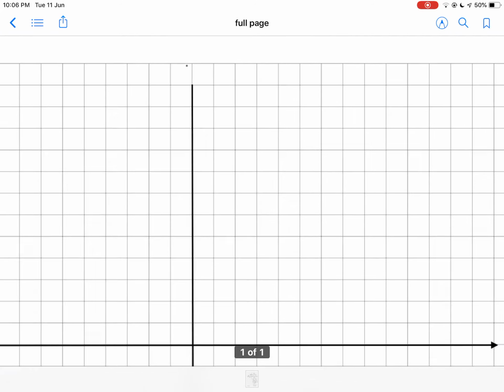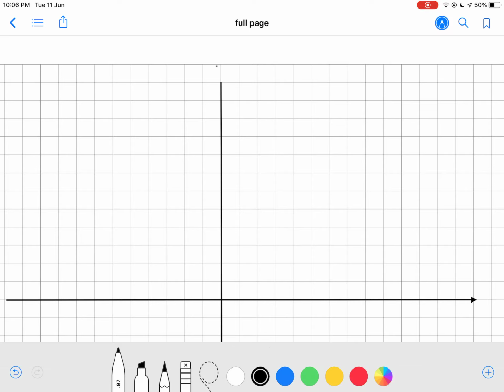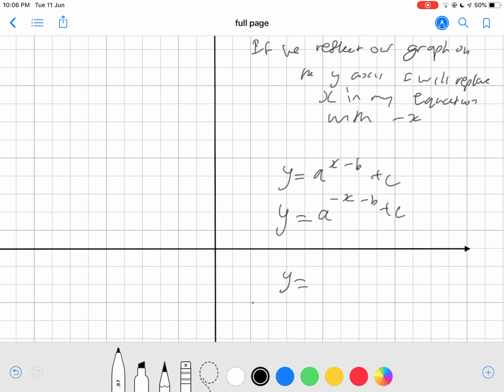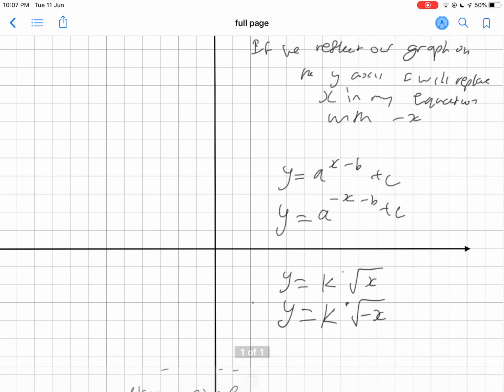Alright, so what happens if we reflect the graph? Let's go with reflecting on the y-axis first, okay? If we reflect our graph on the y-axis, I will replace x in the equation with negative x. So for example, we have y equals a to the power of x minus b plus c. That just becomes y equals a to the power of negative x minus b plus c. That's it. You don't have to change anything else. If we had, for example, y equals k times square root of x, all it would become is y equals k times square root of negative x. Alright, so that's all there is to it.